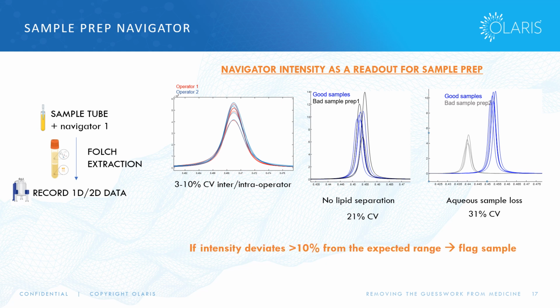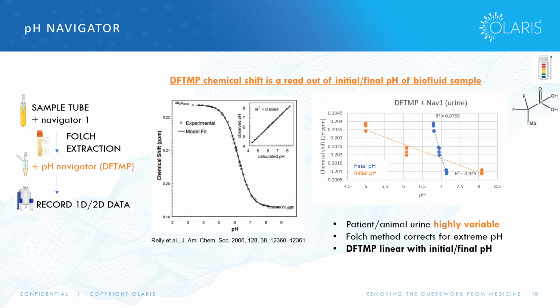So using a threshold of 10%, for example, of the variance, we can know that something maybe was wrong with that sample, and so we flag it, and then we can check later if that sample needs to be removed or not from our analysis.